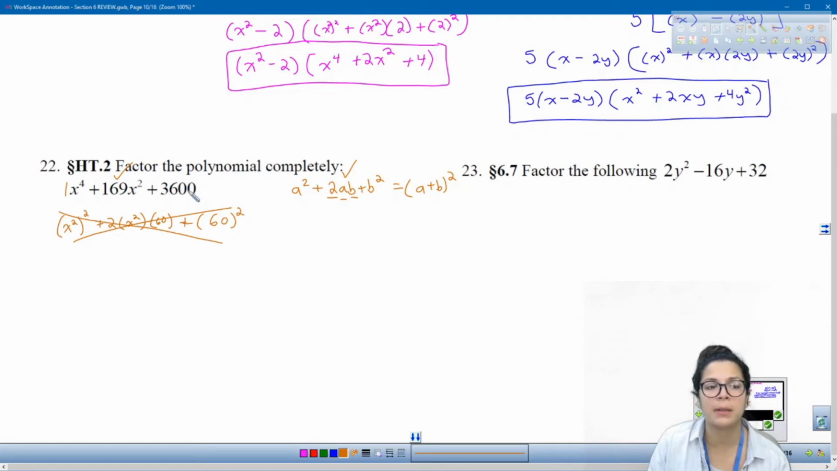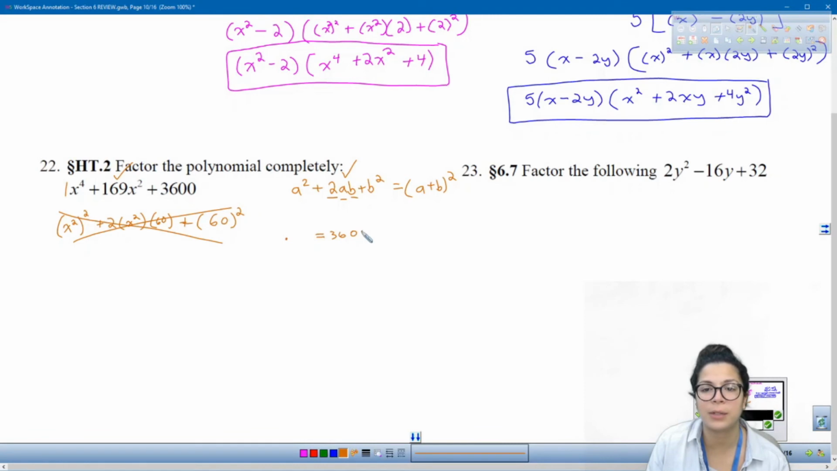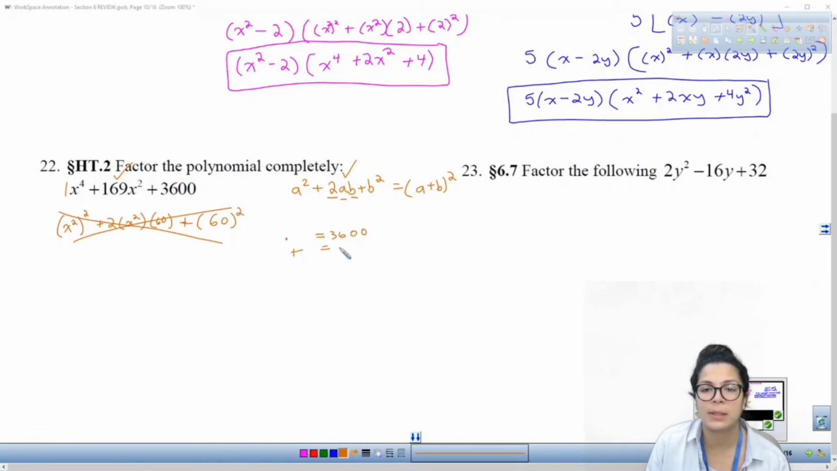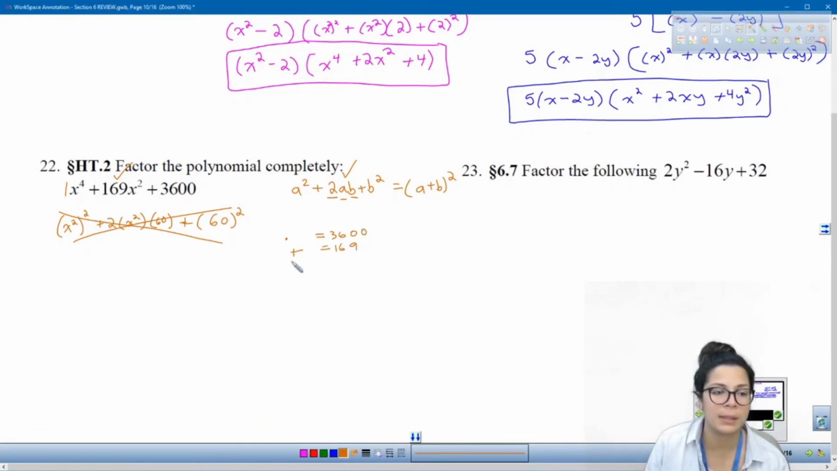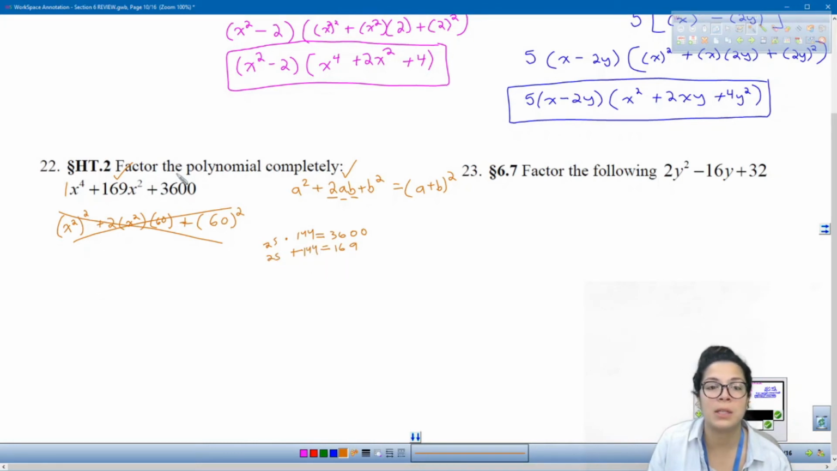3,600, we're multiplying to 3,600. So what multiplies to 3,600 and adds to 169? Now you could go through the list, I already know the two. It's 25 times 144 is 3,600. 25 plus 144 is 169. So this will factor. We have to multiply to x to the power of 4.